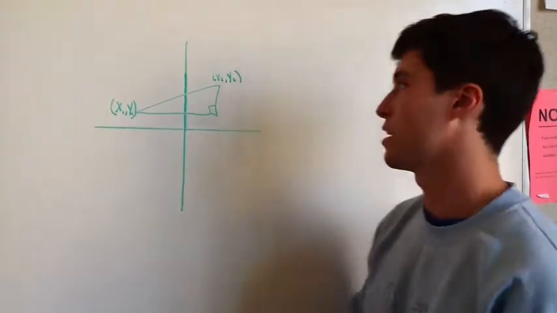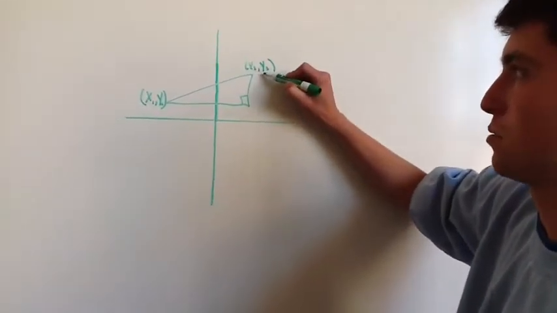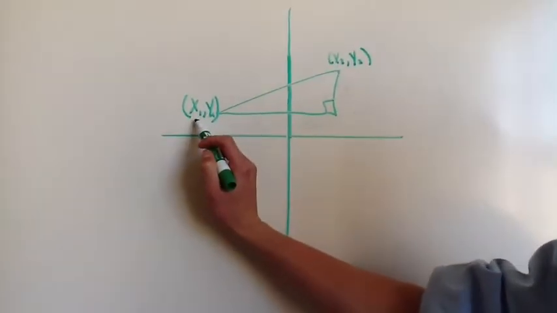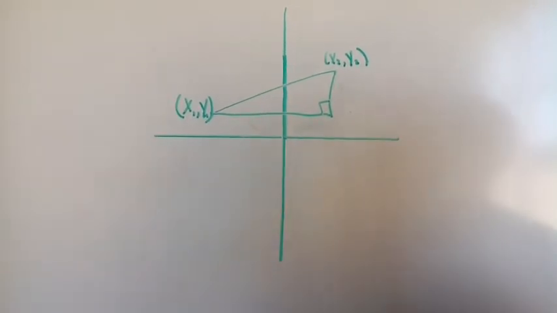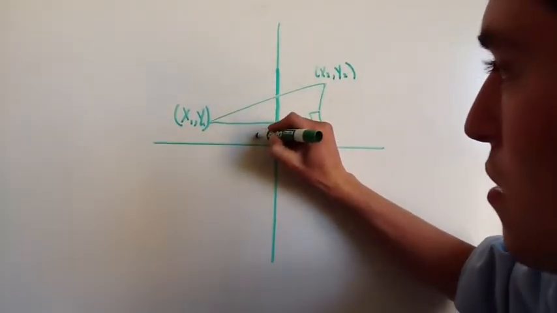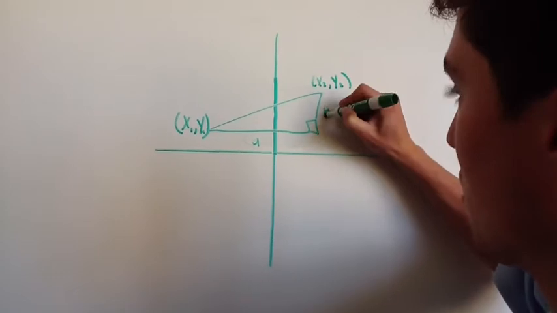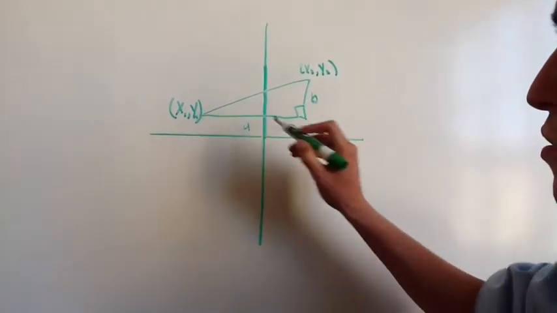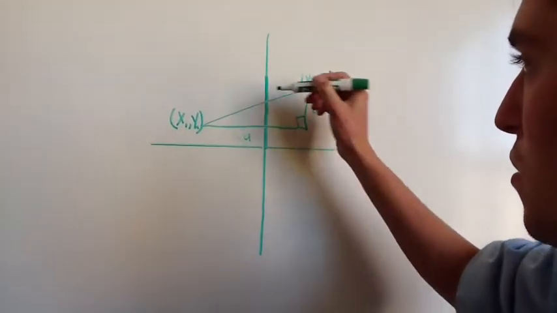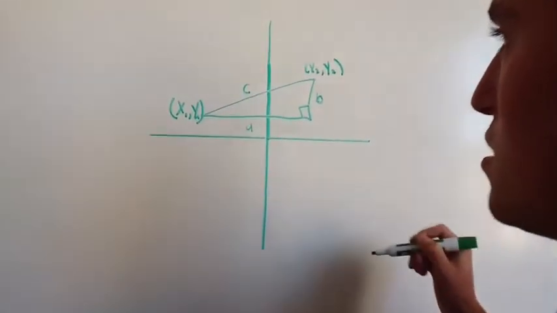So we can assume that this point is labeled x2, y2, and this point is labeled x1, y1. And for our purposes here, this side can be A, and this side can be B. Because we know this is a right triangle, we can call the hypotenuse C.